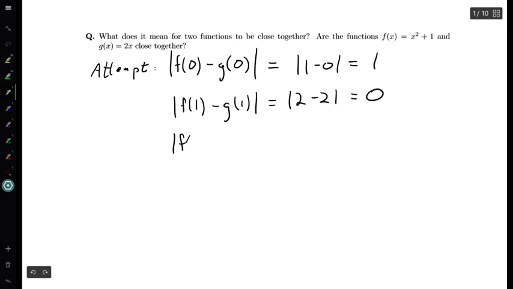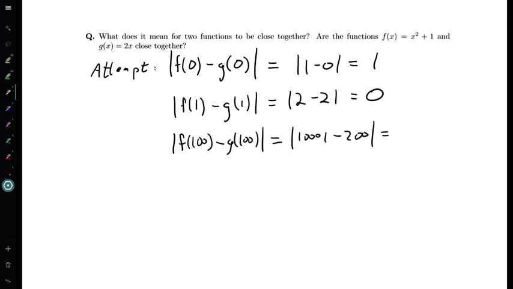So let's try 100. If I plug 100 into f, I get 100 squared plus 1, which is 10,001. And if I plug 100 into g, I get 200. So doing this subtraction here, I'm going to get 8,001. Well, that's pretty far apart. So maybe what we're noticing here is that we're getting kind of conflicting answers.